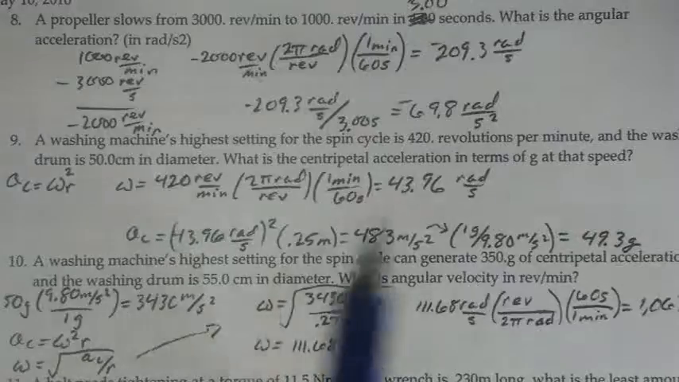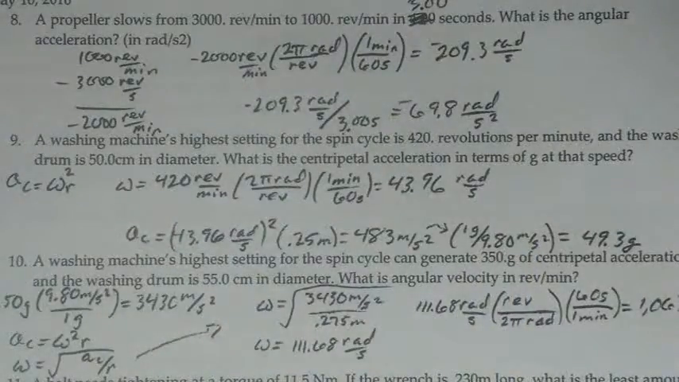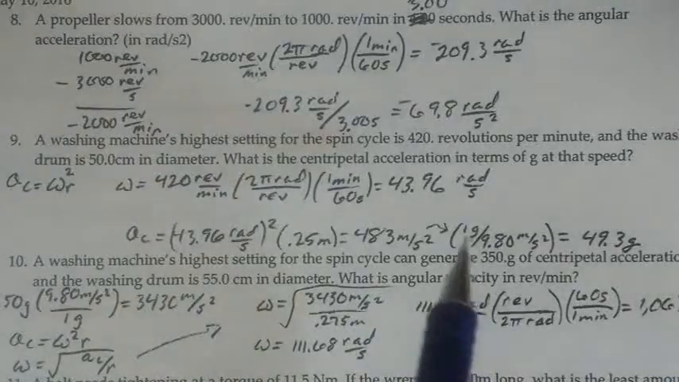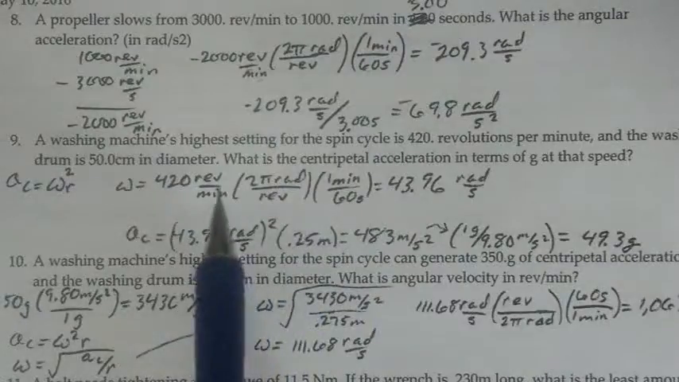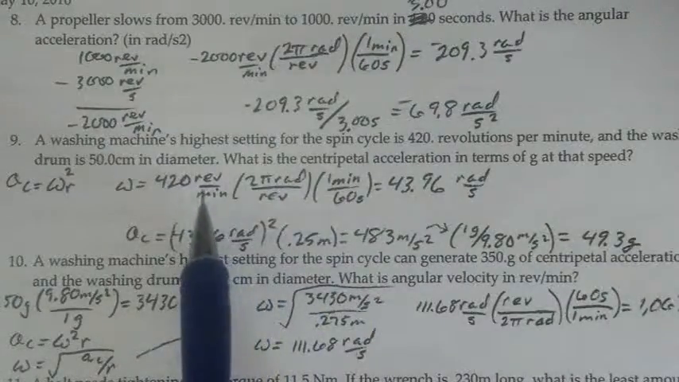Now, to get it in terms of g, I only really know g in terms of 9.8 meters per second squared. I'm going to have to get this in something that is more relatable. For one thing, I'm going to need it, and second, I'm going to need the revolutions out of here. So I'm going to convert this.